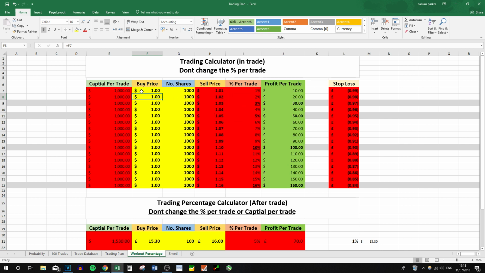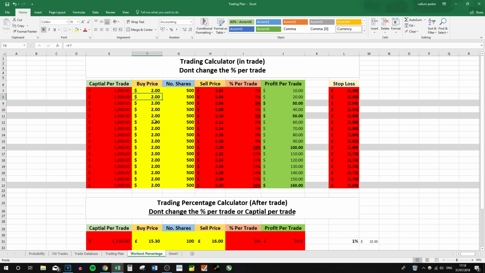So 1,000 shares makes it easy because every cent is a $10 gain. Likewise, if you do 500 shares, every 2 cents will be $10, as you can see here. So let me just change this to 2. Yeah, so every 2 cents will be $10 gained.